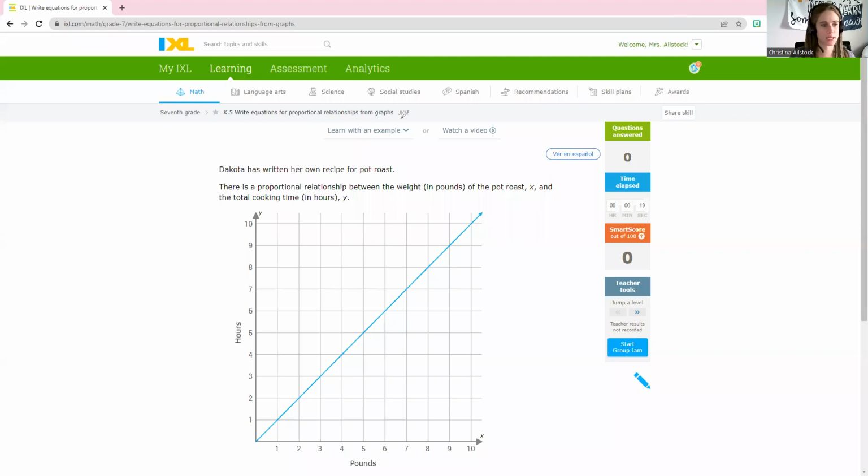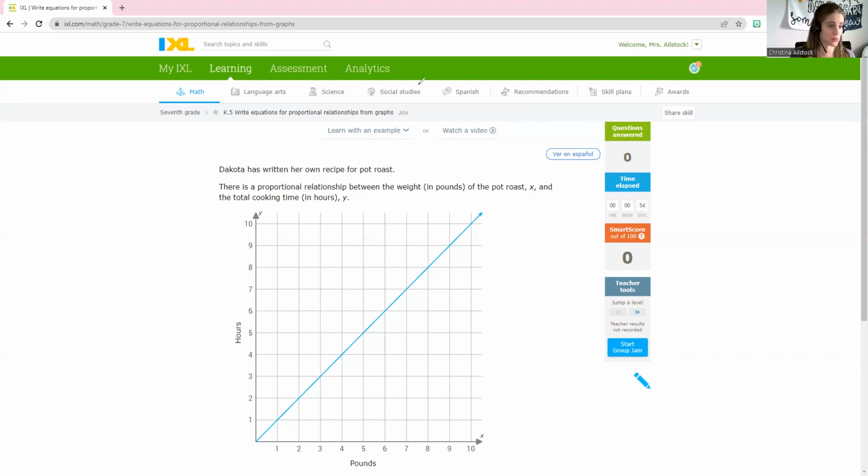All right, here we are on IXL. The code is JKH. Write equations for proportional relationships from graphs. Before we get started, please remember that IXL has some awesome resources too. You can click on this down arrow to learn with an example. So it's basically like you would see in a textbook, where it walks you through step by step. Or you can watch the video that IXL has made for you, which is really great. It's always helpful to hear things more than once and hear it from different perspectives. All right, now that I got that plug in, let's get going.